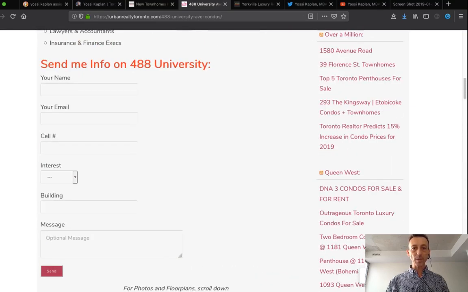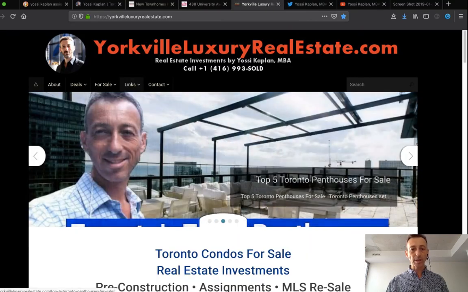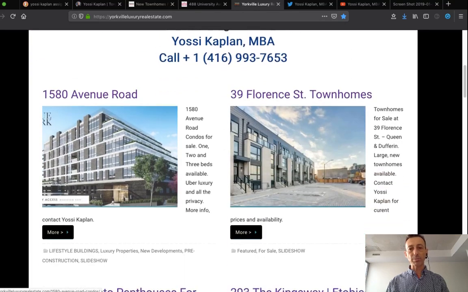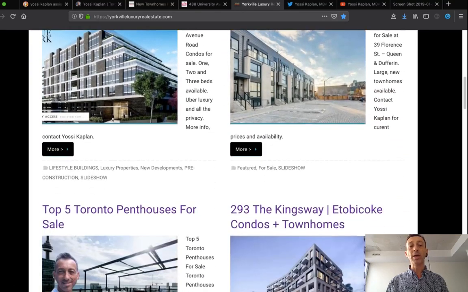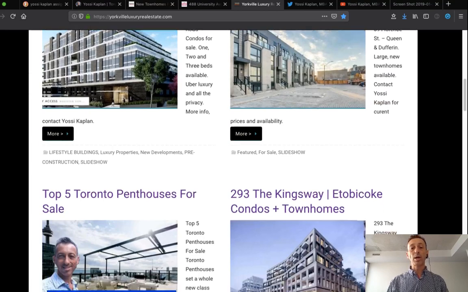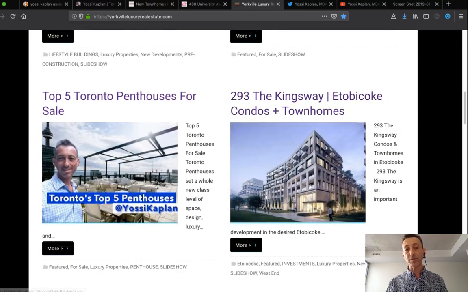Okay. If I go to Yorkville Luxury Real Estate, I review here various buildings. Remember, most of these buildings you buy, they'll come with an assignment clause, like Kingsway. I still have units here at 850 a foot, more or less.